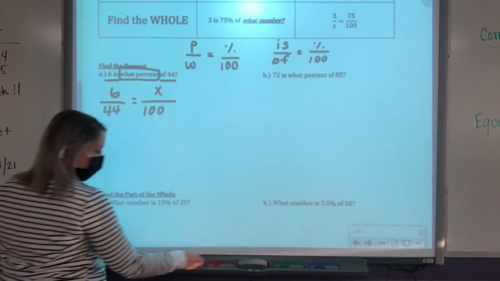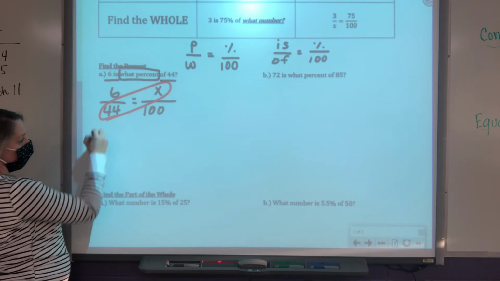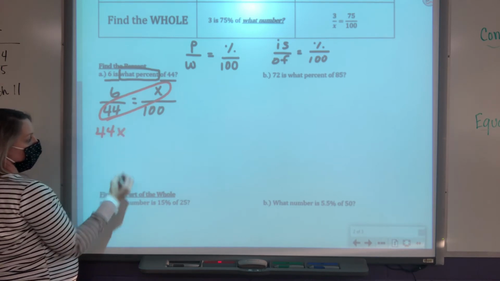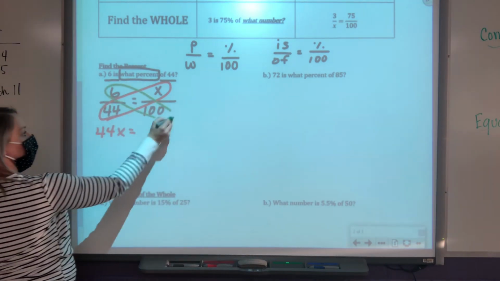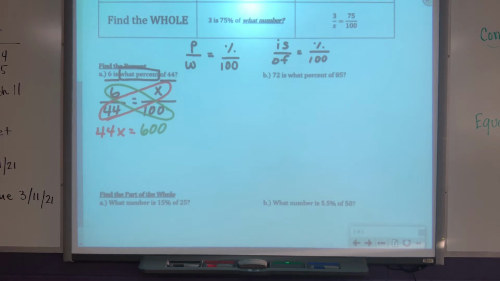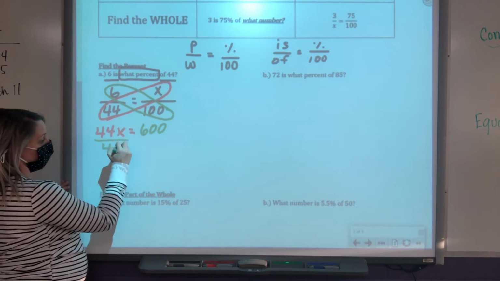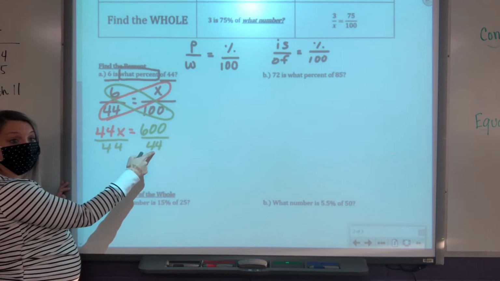So what we can actually do is use cross products in this situation. 44 times x is 6 times 100. Now, do you know how to solve that one-step equation? 44 is being multiplied by x, so the inverse of multiplying by 44 would be to divide by 44. Do I expect you to do 600 divided by 44 in your head?